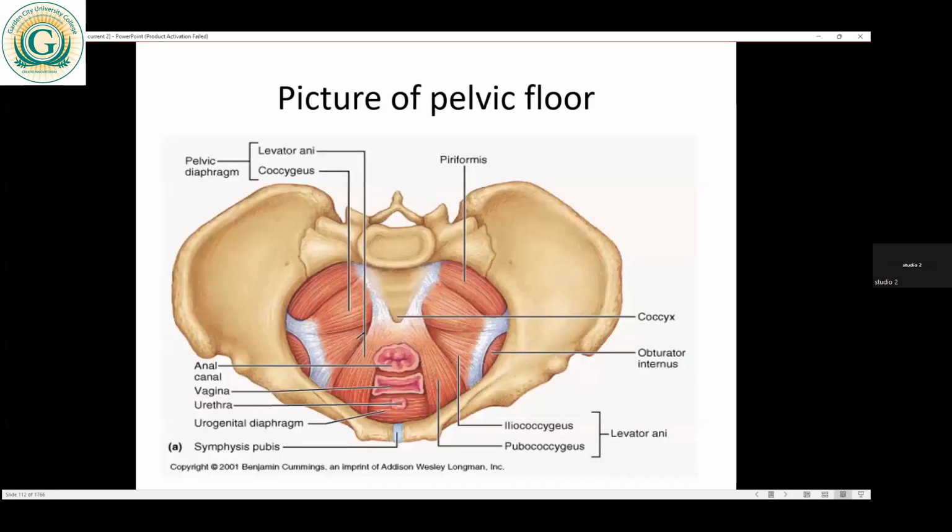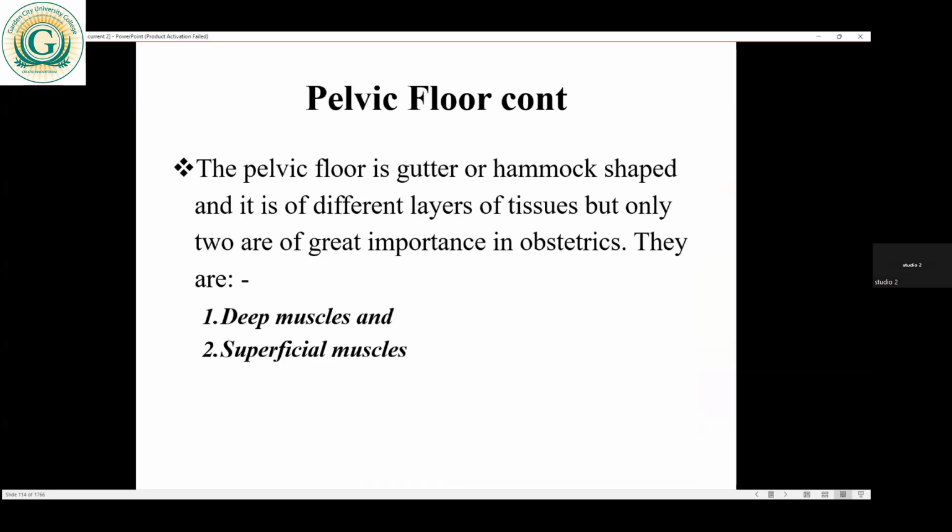So we have two types of these muscles. The one you see when the woman is in the lithotomy position is the superficial muscles, and then we have the one you can't see, which is the deep muscles. So for the pelvic floor muscles, we have the deep ones and we have the superficial ones.